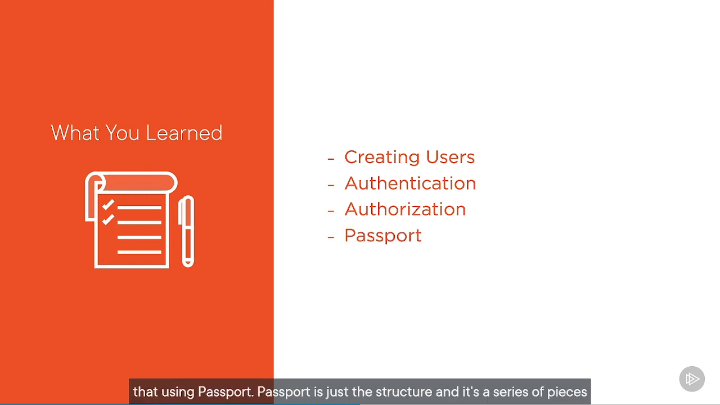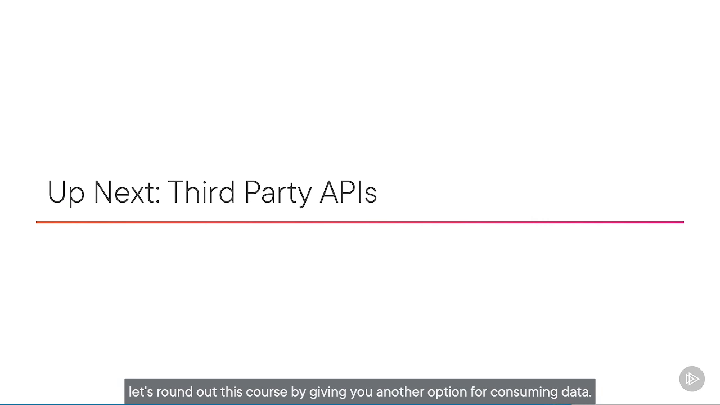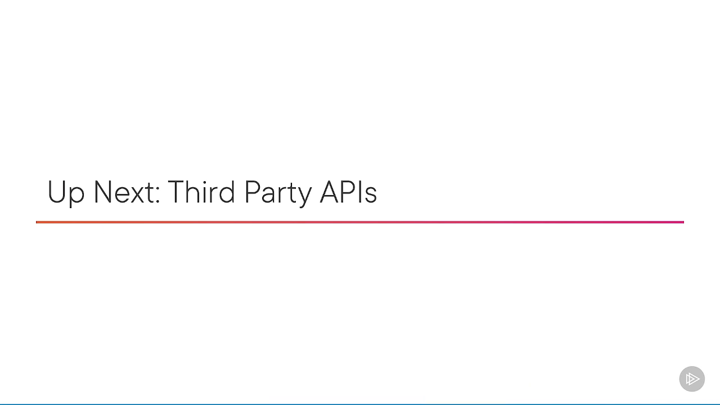And we did that using Passport. Passport is just the structure, and it's a series of pieces of middleware and functions and strategies that manage that whole user authentication authorization experience for us. Now, with all that being said, let's round out this course by giving you another option for consuming data. Up until now, we've talked about databases. Sometimes our applications need to go pull data from APIs. So let's spend a little bit of time talking about how to do that in this next module.